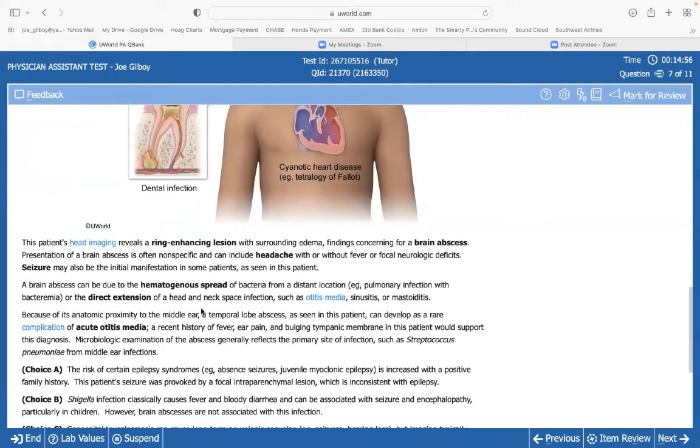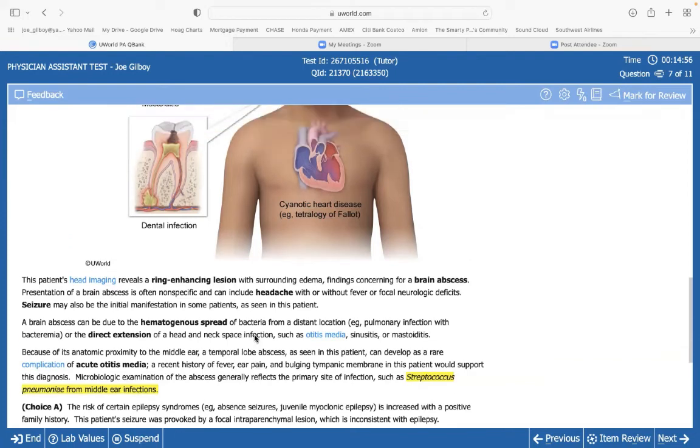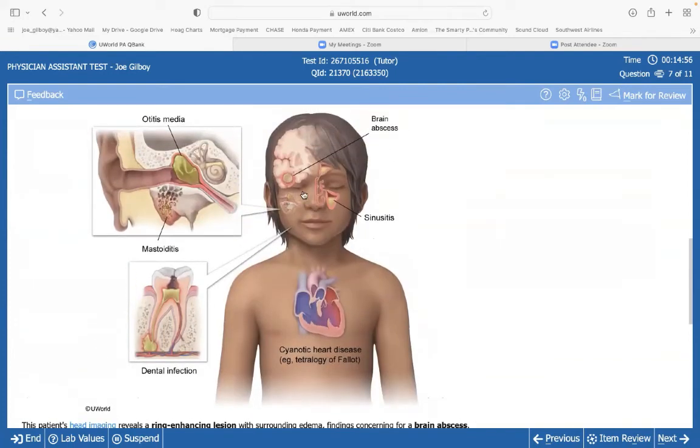But again, this kid had some otitis media, and guess who's there? Well, let me guess. Most common cause of meningitis is who? Strep pneumonia. And oh, it makes sense to me now. It went from the ear there, right? Does everybody see this? Okay, so hopefully this makes more sense to everybody, right?